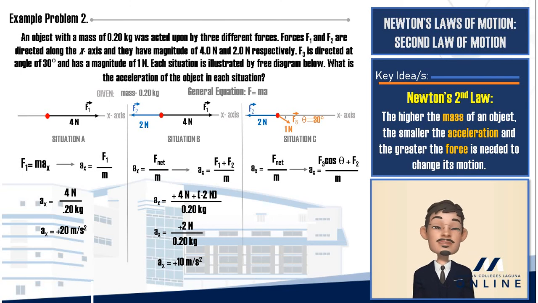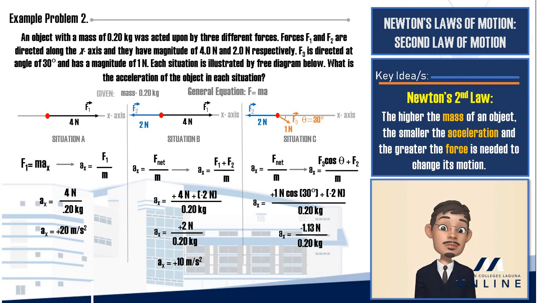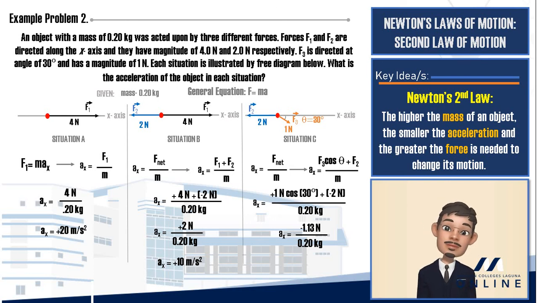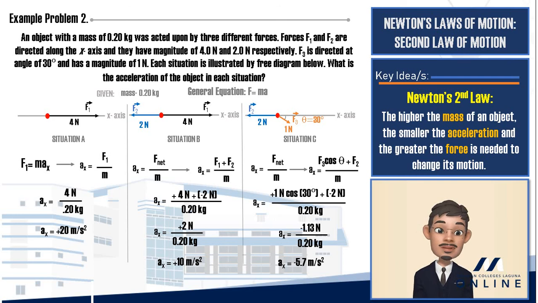We substitute the values now. Our F sub 3 is 1 newton multiplied by cosine 30 degrees, which is our angle. Then their product will be added to negative 2 newtons. Our resultant force will be negative 1.13 newtons. Do not worry if it is negative. It only means that the greater force pulls to the negative direction of the x-axis. Divided over 0.2 kilogram, which is our mass, our acceleration will be negative 5.7 meters per second squared. This means that the object is accelerating towards the negative direction of the x-axis.